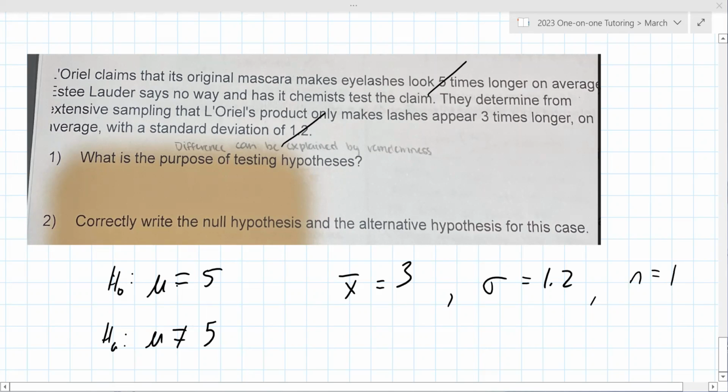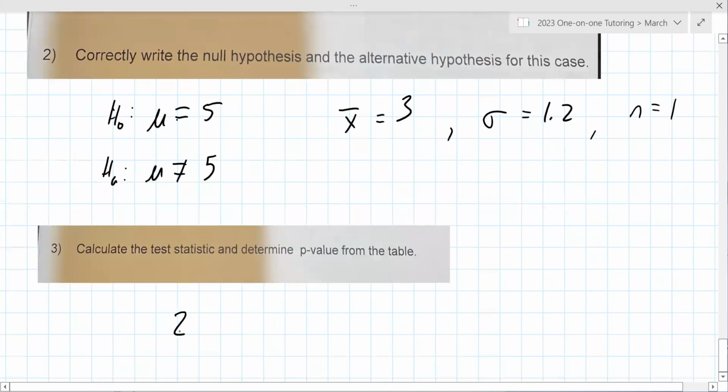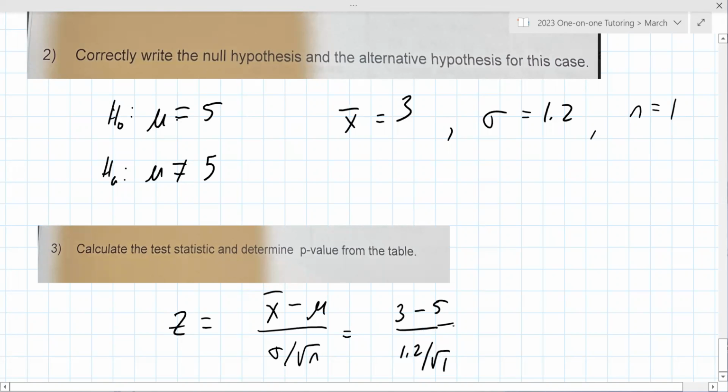So part 3 is to calculate the test statistic. So the test statistic here, Z, is X bar minus mu over sigma divided by the square root of n. So we got 3 minus 5 over 1.2 divided by the square root of 1, like that.